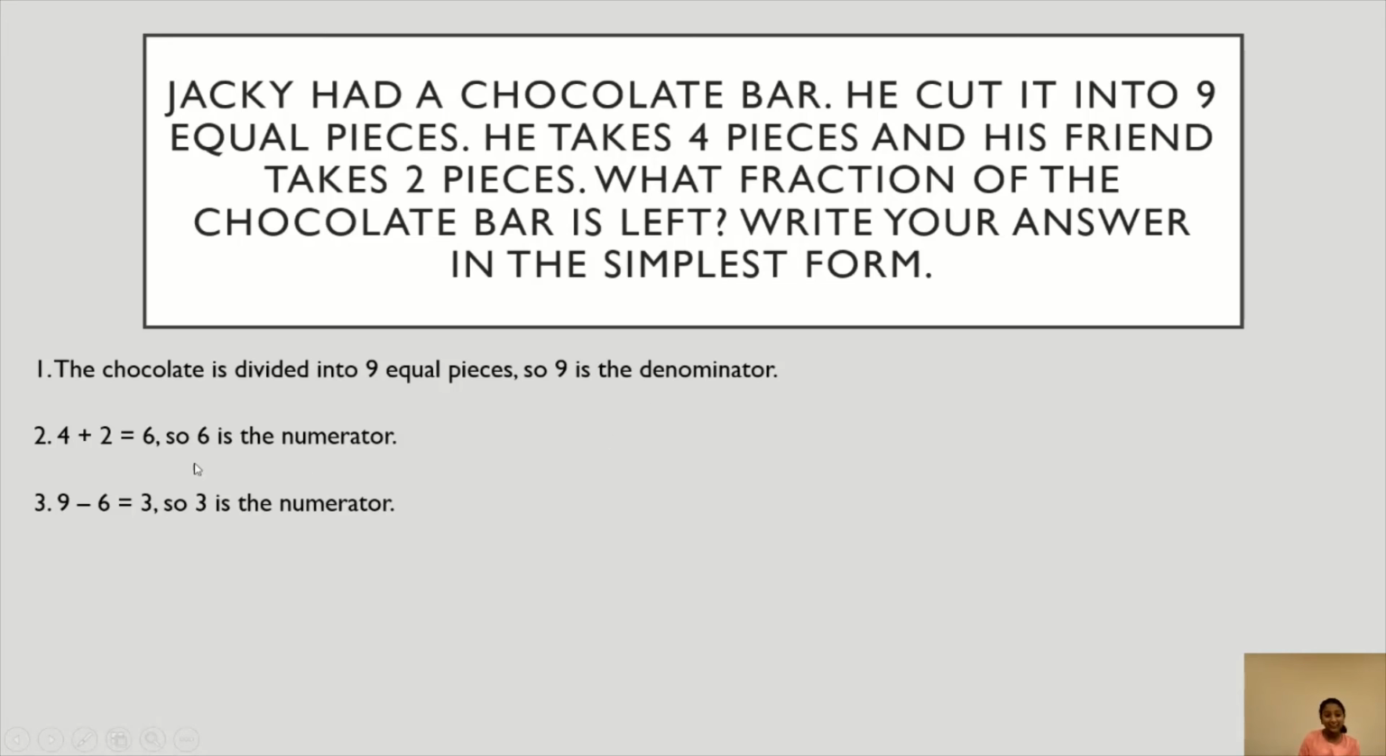Oops, in this there's a teeny tiny typo. So in this it says 4 plus 2 equals 6. So 6 is the numerator, but it shouldn't say so. It should have just stopped right here. 4 plus 2 equals 6. But that was a small typo. Sorry, guys. But 4 plus 2 equals 6, and 9 minus 6 equals 3. So 3 is the numerator. The complete fraction is 3 over 9.